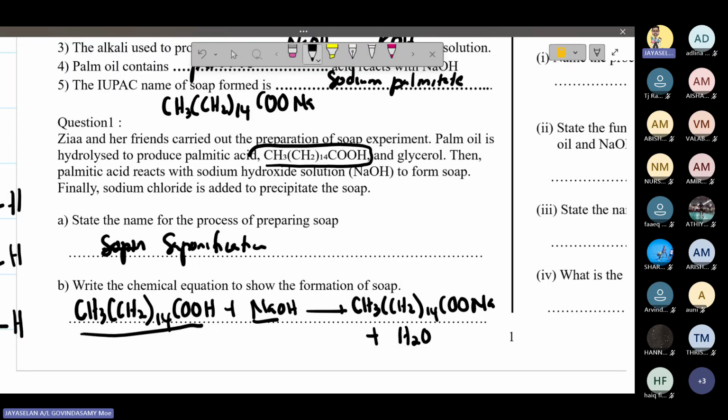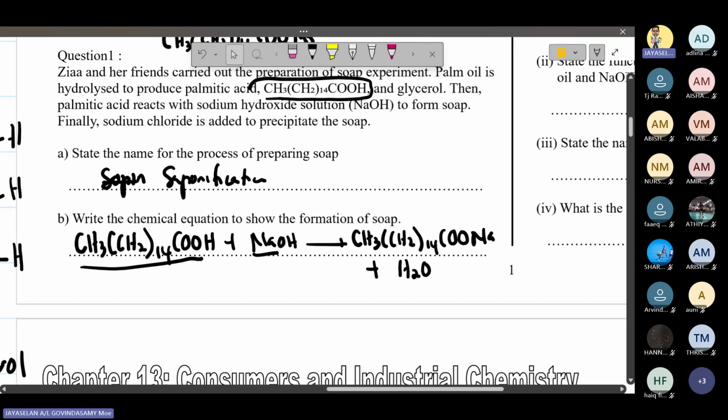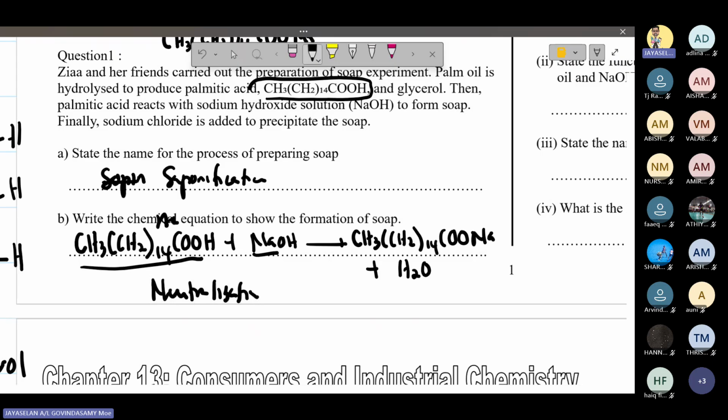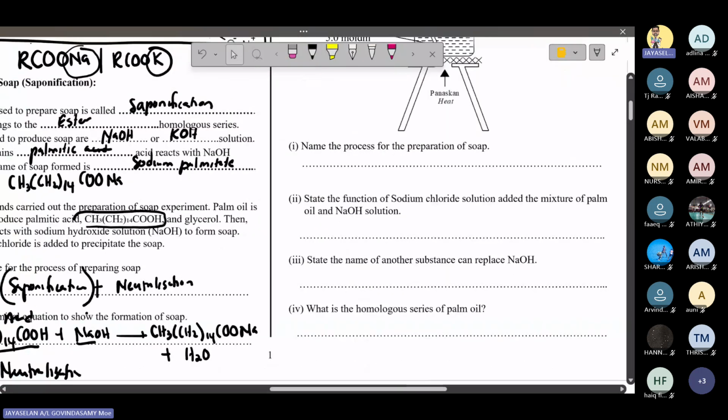This is known as what reaction? It is known as neutralization, because this is acid and this is alkali. So saponification has two reactions. Number one, saponification. Number two is called neutralization. In the exam, you just write saponification, that is enough. Understand? We go for next.